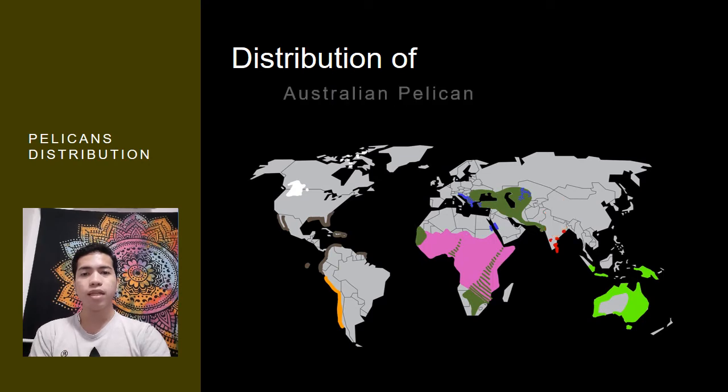The Australian pelican is found throughout Australia, Papua New Guinea, and western Indonesia, with occasional reports in New Zealand and various western Pacific islands. The Dalmatian pelican's habitat ranges from eastern Europe to China. They build their nests near swamps and shallow lakes and lagoons.